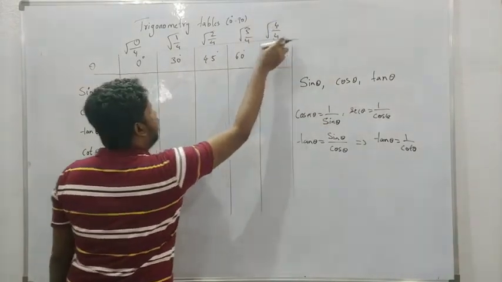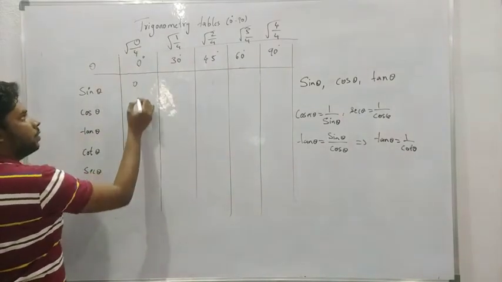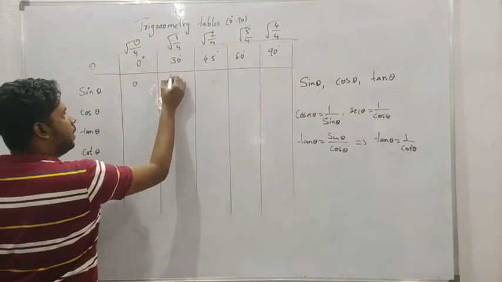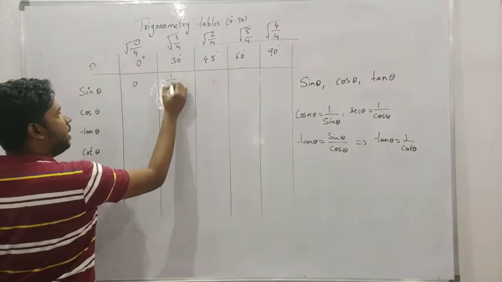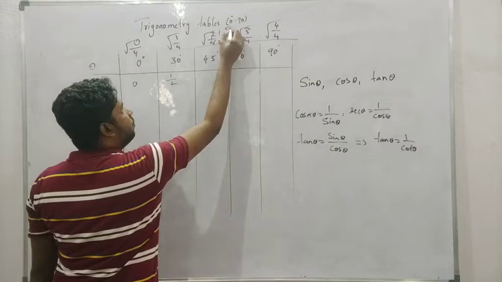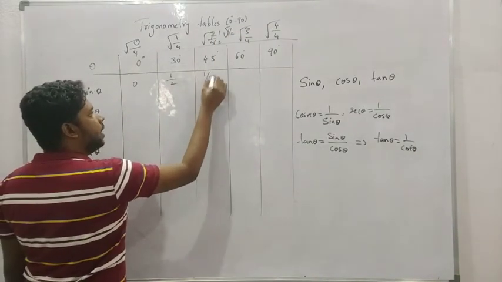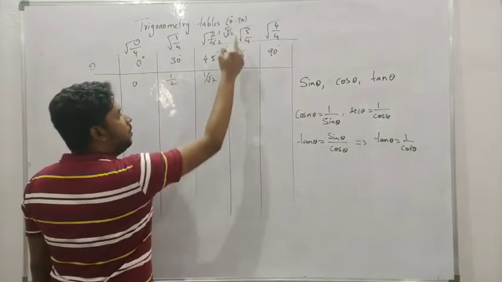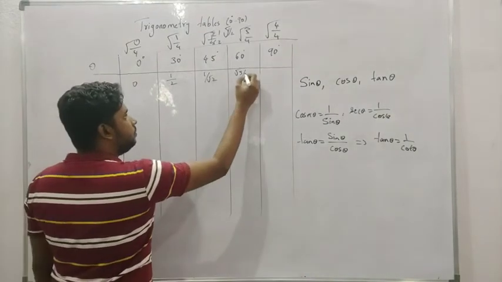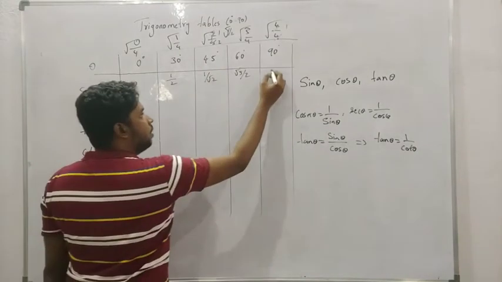Solve this, and you will get the value of sin theta. 0 by anything is 0. Root 1 by 4: the value of root 1 is 1 and the value of root 4 is 2, so it is 1 by 2. Similarly, 2 1s are 2, 2 2s are 4, so what am I left with? Root 1 by 2. The value of root 1 is 1 and root 2 is as it is, so 1 by root 2. Similarly, root 3 divided by root 4, which is 2, so root 3 by 2. Then root 4 by 4: the 4 gets cancelled, what I remain with is root 1, and the value of root 1 is 1.